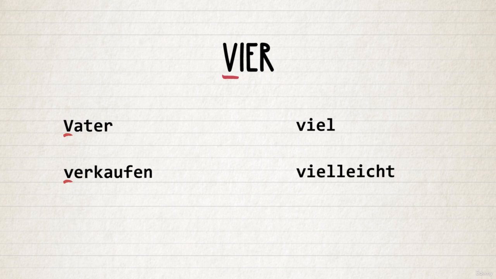Vier. So here comes the simple V, and the best way to remember how to pronounce it is to remember how to say this number in English. 4. Yes, the Germans will most of the time pronounce this letter like you would pronounce the English F. Like here in this number, 4. Some other examples are Vater, verkaufen, viel, vielleicht.